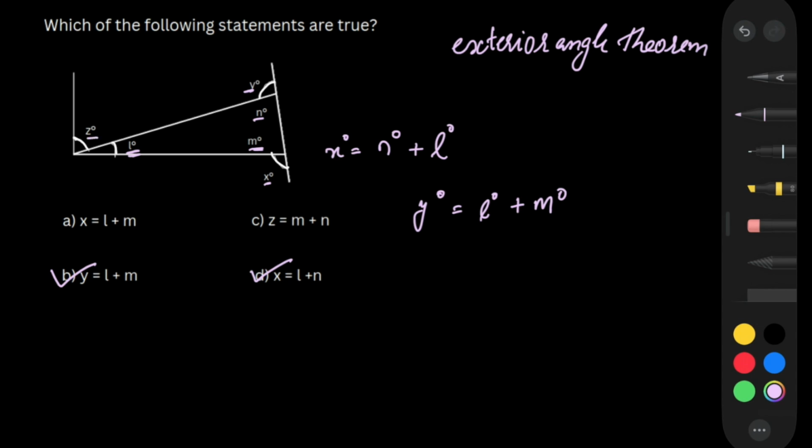Meanwhile, Z is not an exterior angle. The exterior angle corresponding to N plus M would be this whole angle, which is Z plus 90 degrees. So Z is equal to M plus N is wrong. Similarly, X we already said is equal to L plus N, so it can't be equal to L plus M.